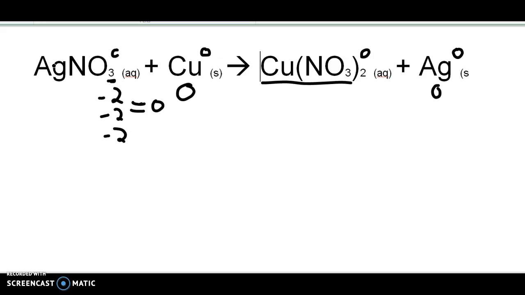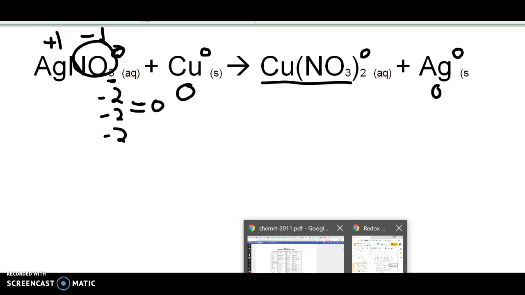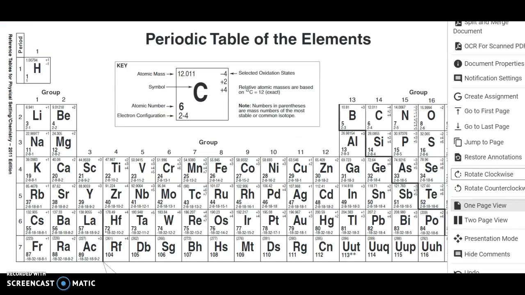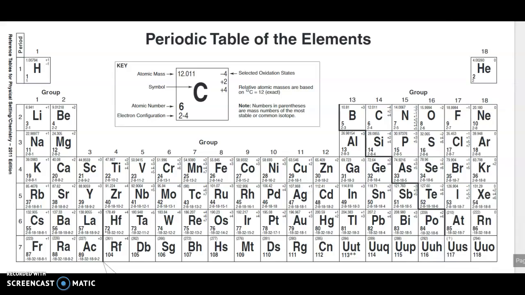which means that silver has to have a +1 charge. Let me just grab my pen. So this whole thing is -1 altogether. So the only way to make this 0 is for this guy to be +1. And if you look at the periodic table again, silver over here has a +1 oxidation state.